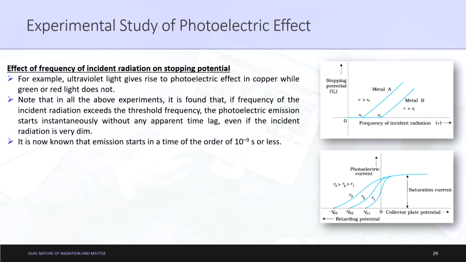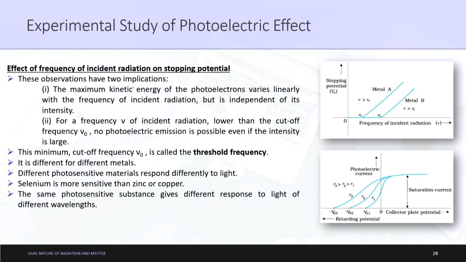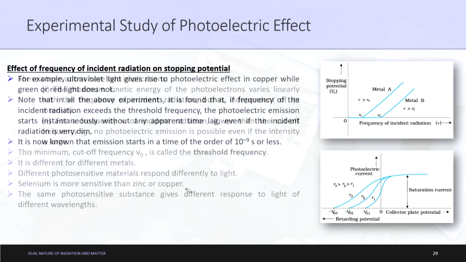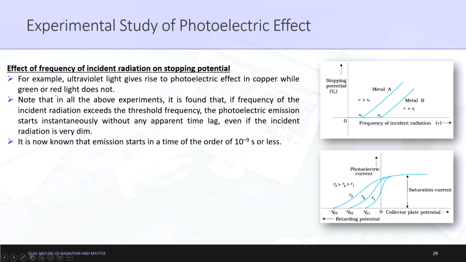For example, ultraviolet light gives rise to the photoelectric effect in copper, while red or green light does not. What are red or green light? They are basically visible light. So for copper, the photoelectric effect is visible only when the wavelength of light is in the ultraviolet range. If it is in the visible range, the photoelectric effect is not seen. So it is only being said that different materials behave differently.